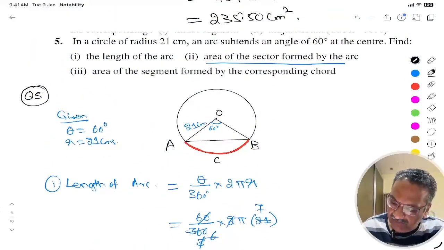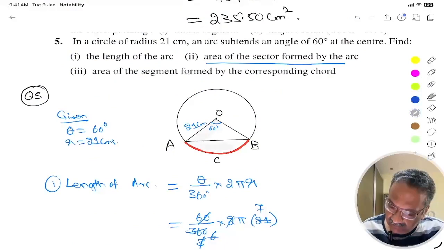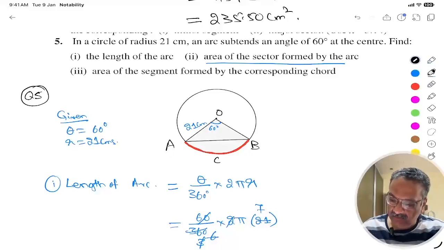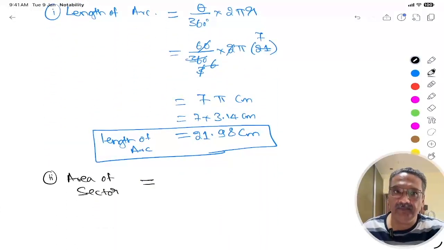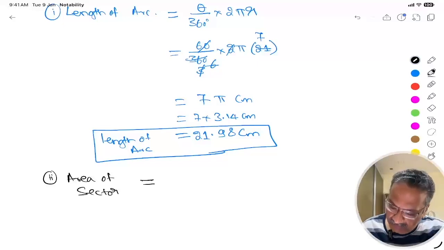Find the area of the sector formed by the arc. That means we have to find the area of this sector. Right? So the area of the sector is given by how much? Theta by 360 into pi r square.